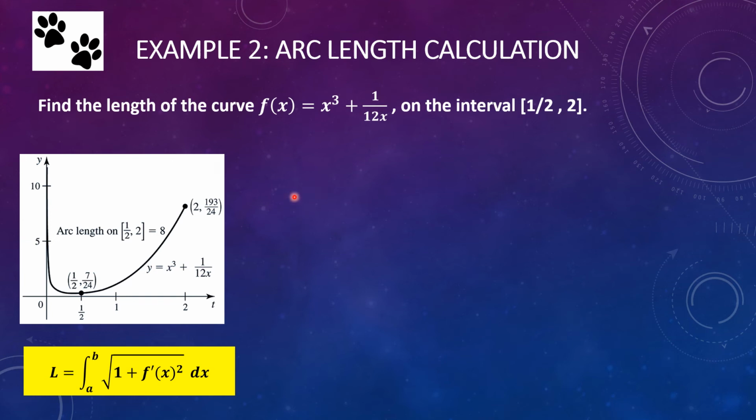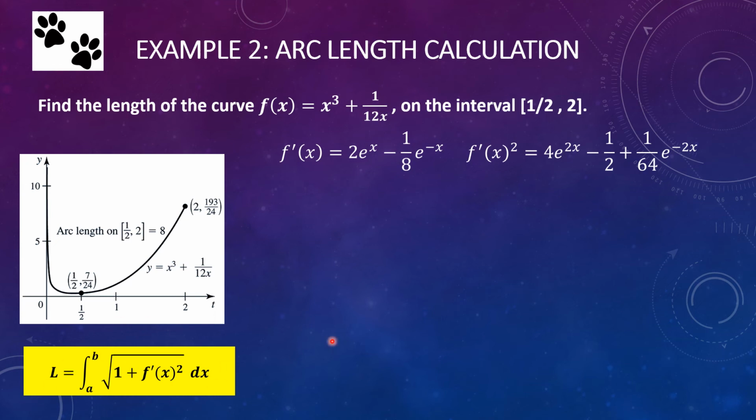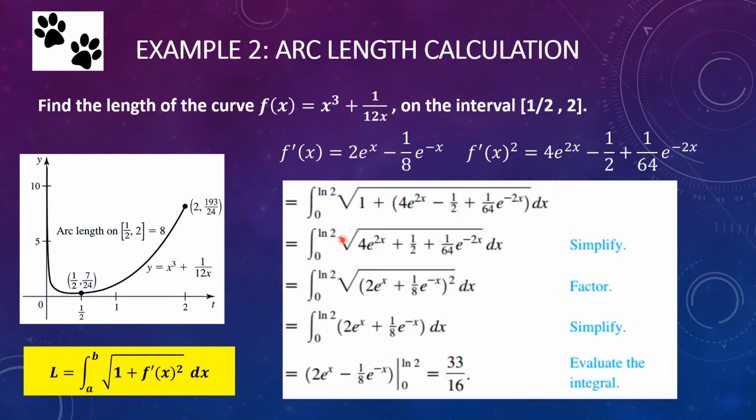This is a pretty straightforward integral for you to solve. So here we have the derivative of f of x. If we square that, we get 4e to the 2x minus 1/2 plus 1 over 64 e to the negative 2x. Plugging this into our definition for the length of an arc length, we get this calculation here.